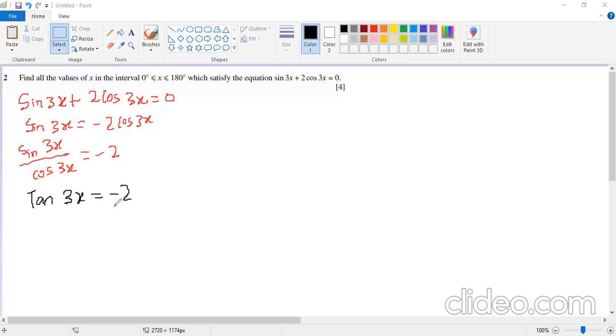So if tangent 3x is negative 2, we need to think about the quadrants. So let's look at that, CAST. And then we need to find the suitable acute angle. The acute angle will be arctangent of 2, so we ignore the negative sign. Let's put the arctangent of 2, which is 63.4 degrees.